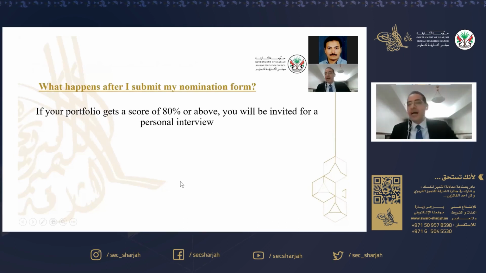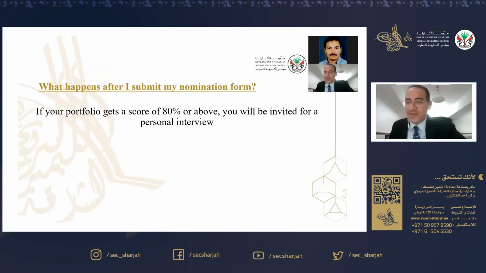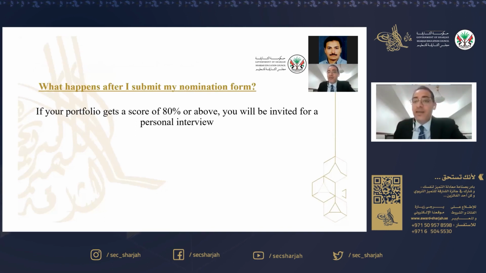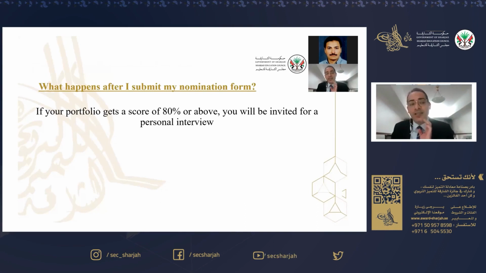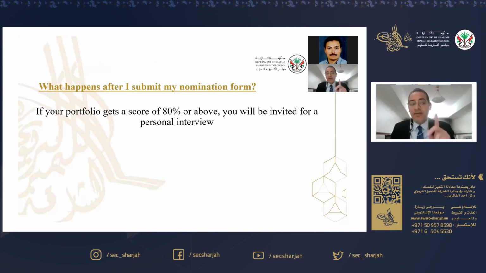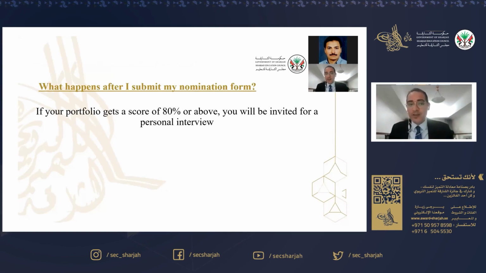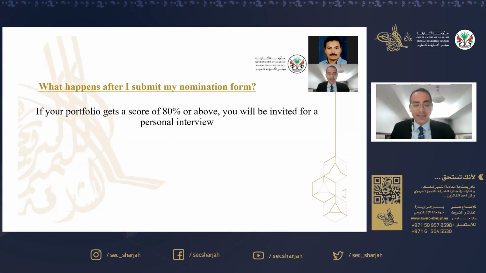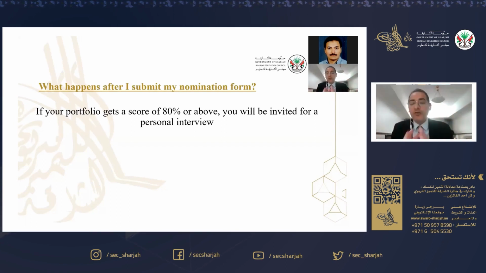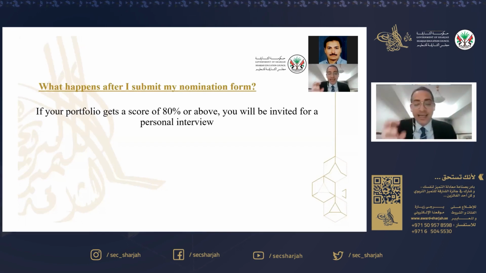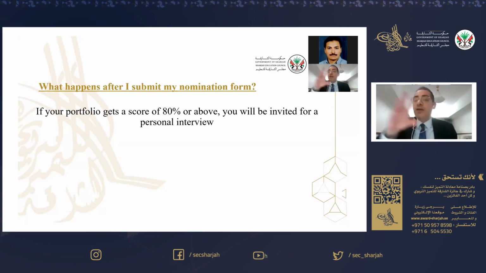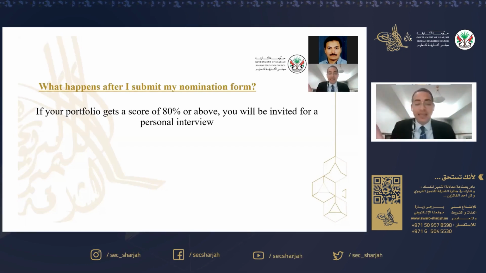Now, what happens after I submit my nomination form? I submitted my nomination form and I'm expecting feedback from the award administration. Yes, if your portfolio gets a score of 800 points, or 80% or above, you will be short-listed. A judging panel will fully review your form. They will read every single inch of it and evaluate all documents, attachments, evidences, pictures, certificates you've submitted.